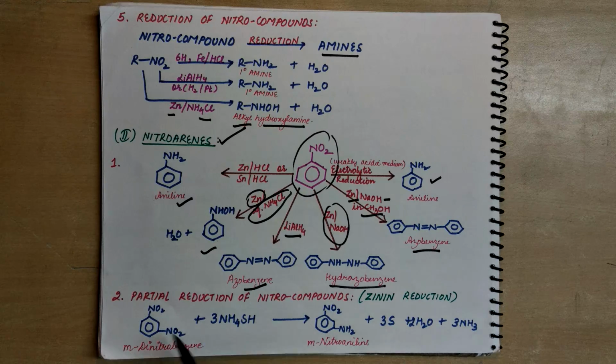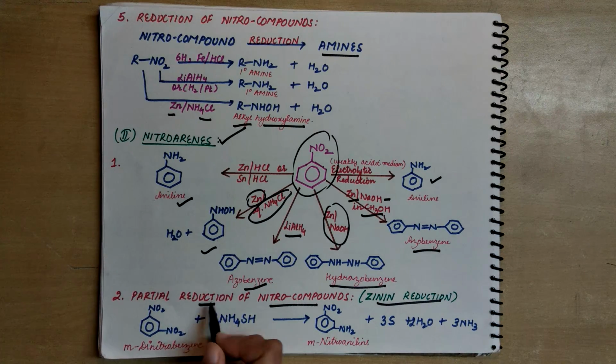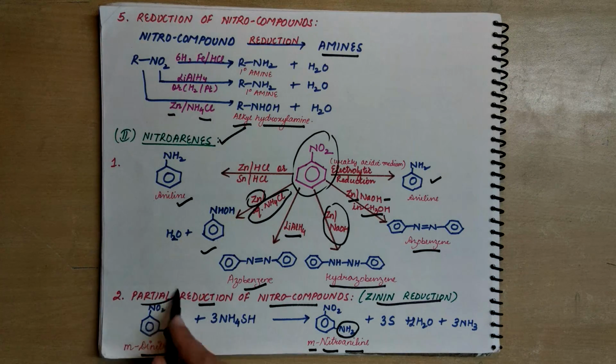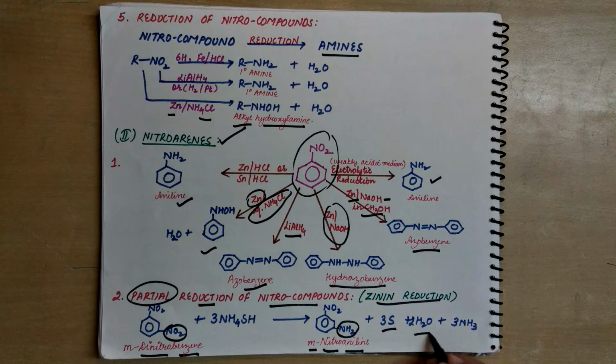Then we have partial reduction of nitro compounds. This reaction is also known as Zinin reduction. Partial reduction means here, for example, meta-dinitrobenzene. We treat it with 3 molecules of NH4SH. It gives meta-nitroaniline. That is, only this nitro group is reduced to NH2 group, not this one. So this is partial reduction of nitro compounds. Also the byproducts are sulfur, water and ammonia.